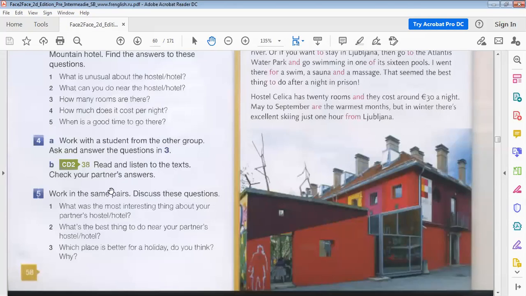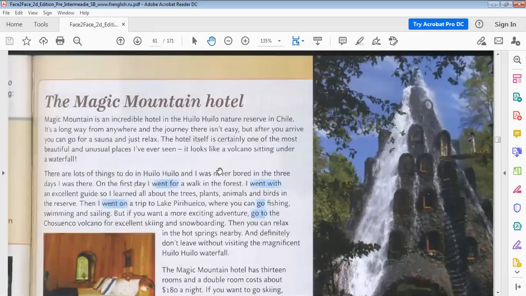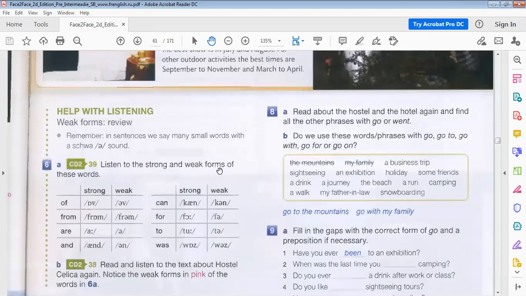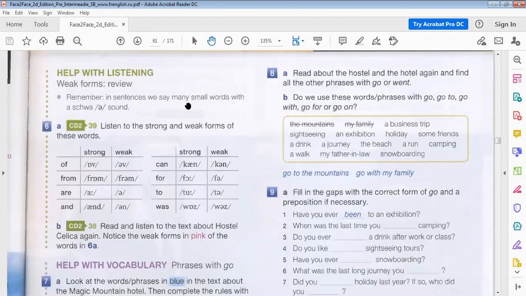Anyway, so this is a little comparison between the two places. Now, the hotel. You would go to the hotel. Okay. All right, let's talk a little bit about listening here. We've got something which is called the weak forms.